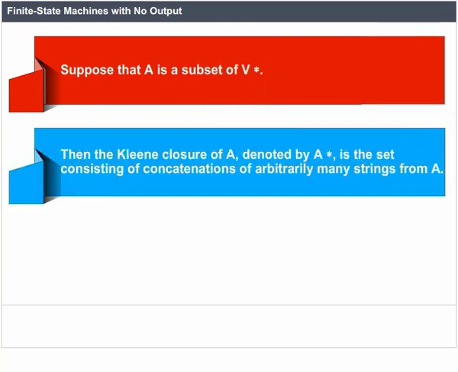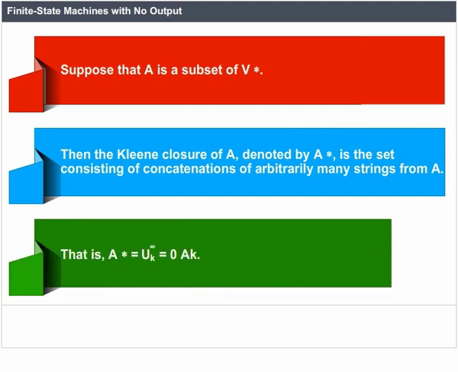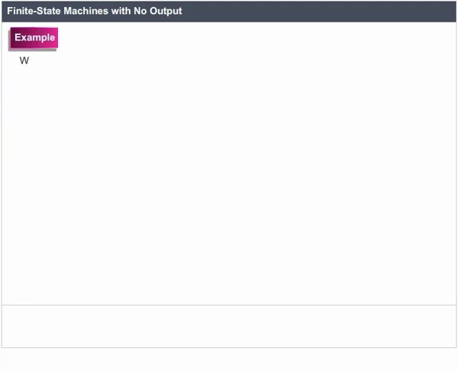Suppose that A is a subset of V*. Then the Kleene closure of A, denoted by A*, is the set consisting of concatenations of arbitrarily many strings from A, that is, A* = the union over k = 0 to infinity of A^k. Example: what are the Kleene closures of the sets A = {0}, B = {0, 1} and C = {11}? Solution.